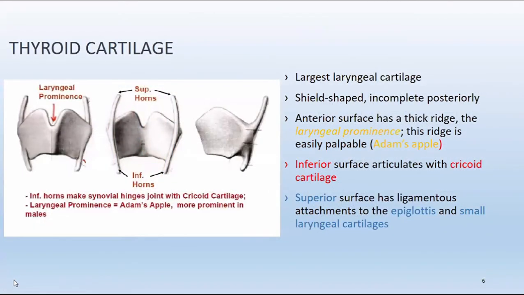And first, we discuss the thyroid cartilage, which is the largest laryngeal cartilage. It is shield-shaped, okay? It's incomplete posteriorly, so if you can see from the back, it's open, no? The anterior surface has a thick ridge, the midline ridge, okay? Which represents the laryngeal prominence. This ridge is easily palpable. This is also your Adam's apple, no? Which is more prominent in males than in females.